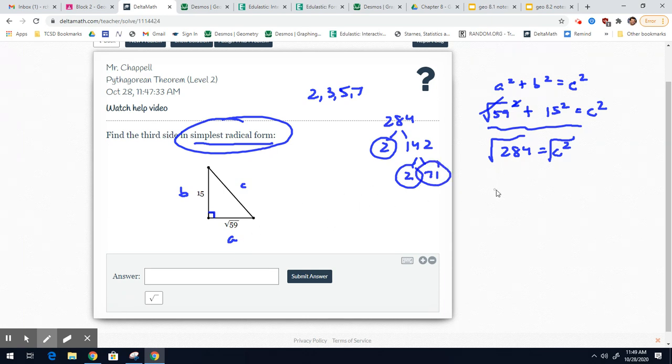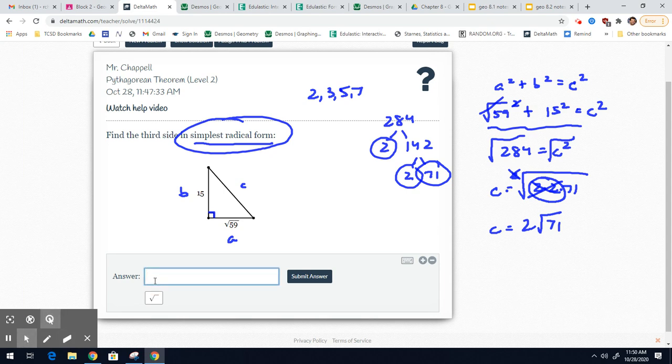So C is going to be the square root of 2 times 2 times 71. Remember, there's an index of 2 here that we never write. The only way you come out of a square root is if you're squared or appear twice. Those two 2's appear twice. One comes out. They both go away. The 71 stays. 2 square root of 71.